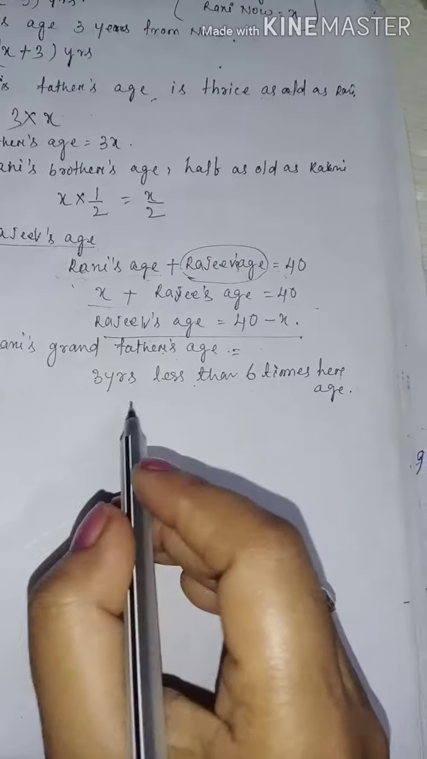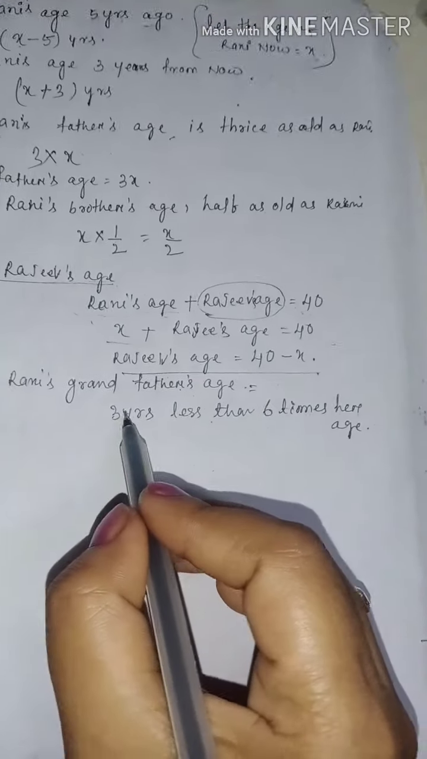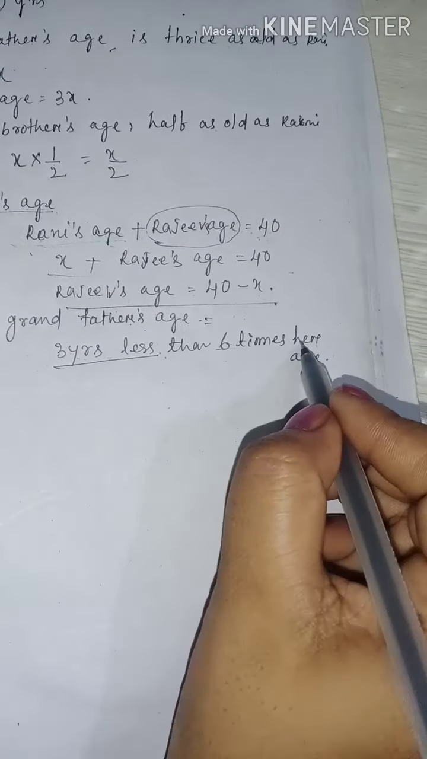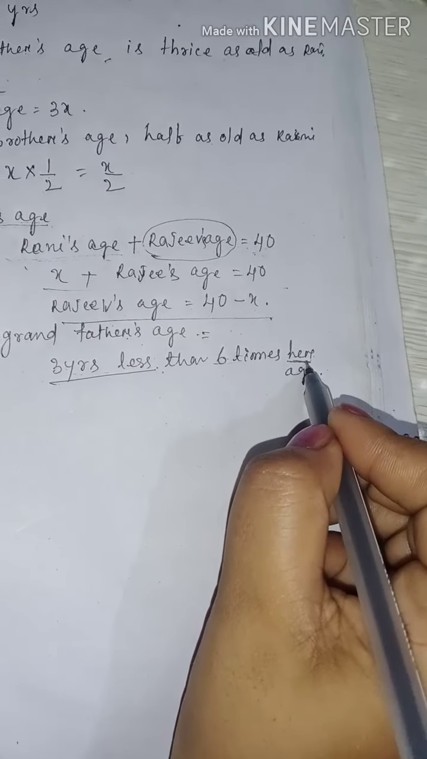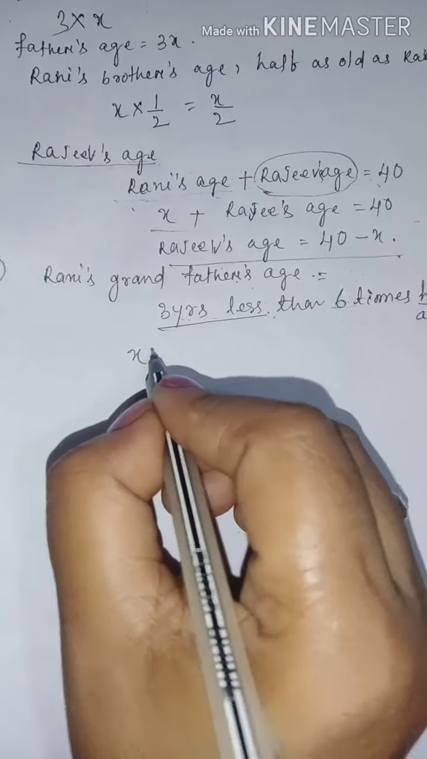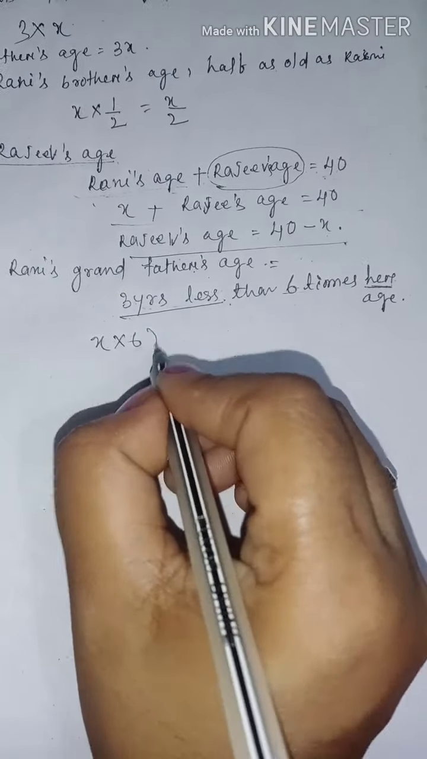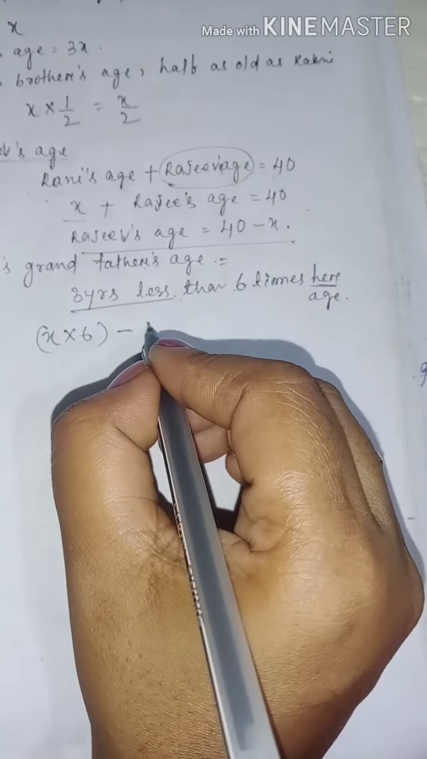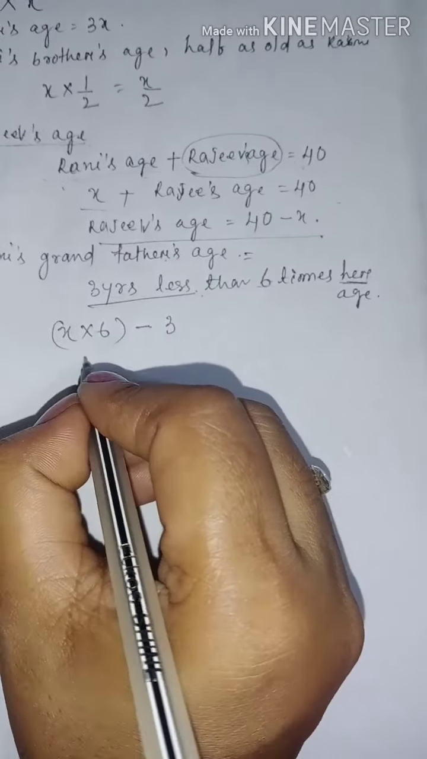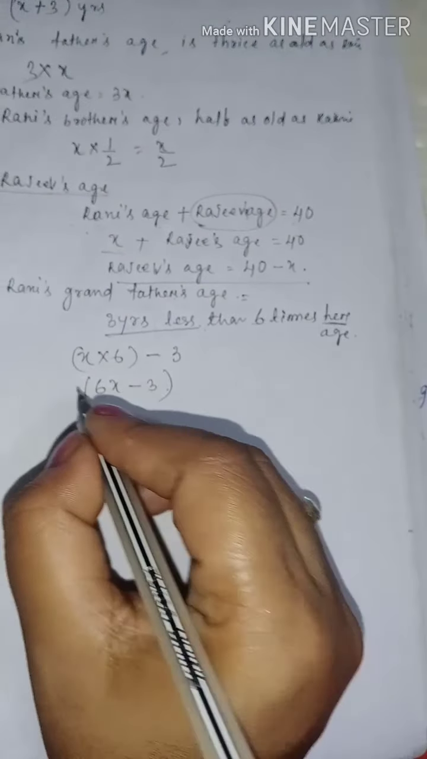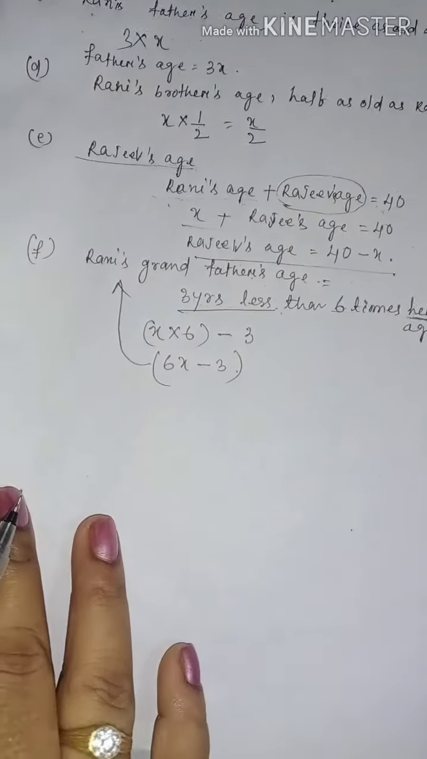Clear? One by one you have to understand. You should understand here. 3 years less means minus 3. Then 6 times her age. Her age means Rani's age. What is Rani's age? x. 6 times means into 6. Okay. 6 into x or x into 6 minus 3 years. That means what? 6x minus 3. It is her grandfather's age.